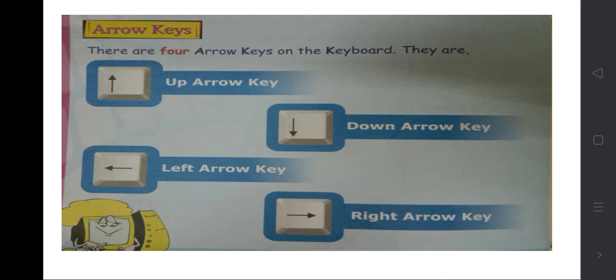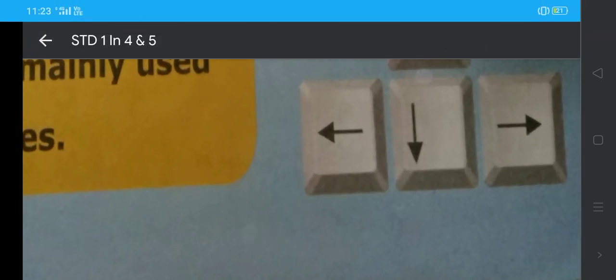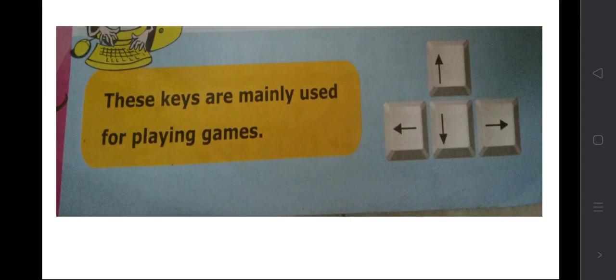Then we can see the arrow keys. There are four arrow keys: up arrow, down arrow, left arrow and right arrow. These are used to move your cursor to the left or right or upward or downward. Now we are going to see a small picture of how these keys would appear on your keyboard. This is how the arrow keys would appear on your keyboard.